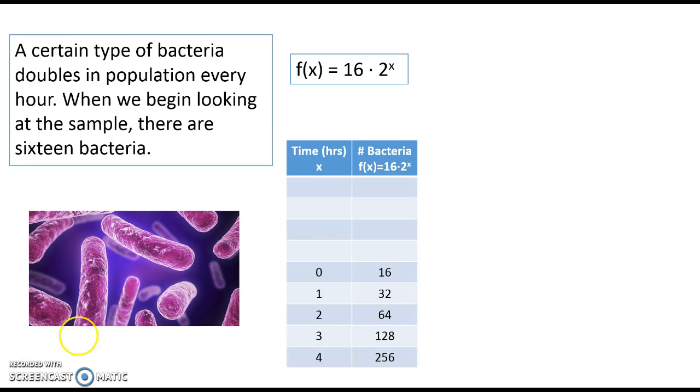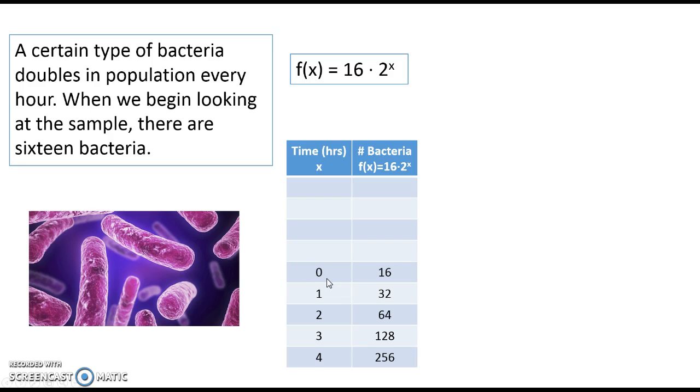So we started at 0. That's when we began looking at it, and we had 16 bacteria. After an hour, it doubled, so 16 doubled is 32. The next hour, it doubled again, so now we're at 64, and doubled again for 3 hours, 128, and 4 hours, 256.